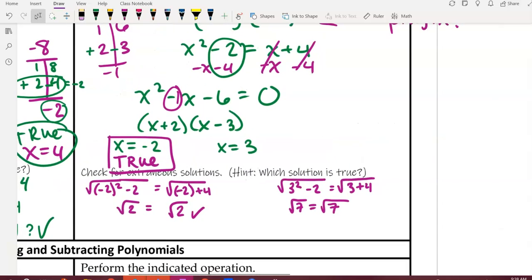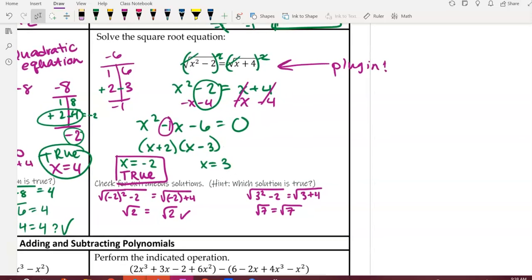Negative 2 squared is 4. Minus 2 is 2. Negative 2 plus 4 is 2. Three squared is 9. Minus 2 is 7. 3 plus 4. This is weird. What did I do wrong?